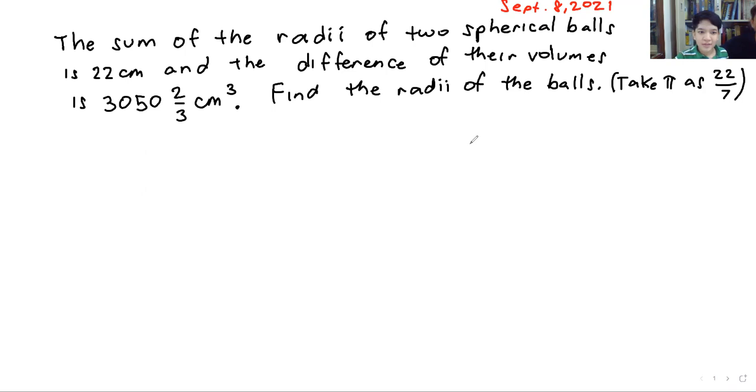September 8, 2021. Joshua, kindly solve this problem. The sum of the radii of two spherical balls is 22 centimeters, and the difference of their volumes is 3,050 and 2/3 cubic centimeters. Find the radii of the balls and take pi as an approximation of 22/7.